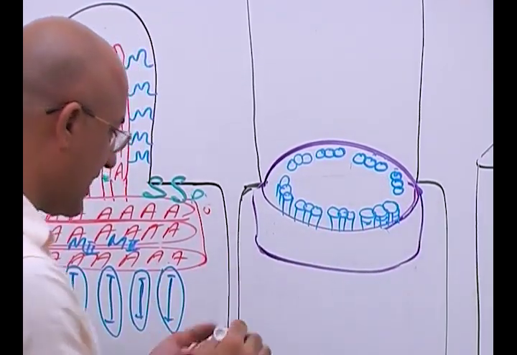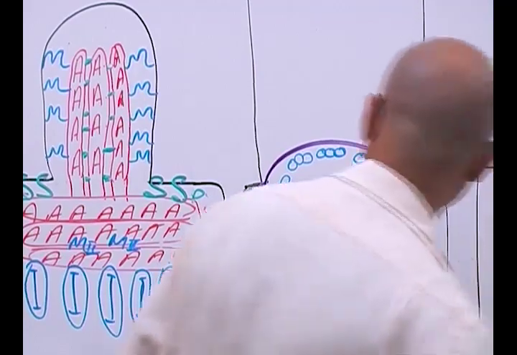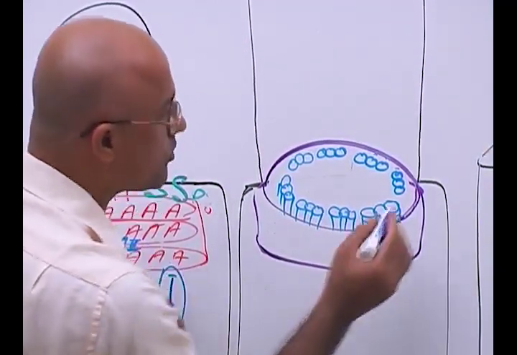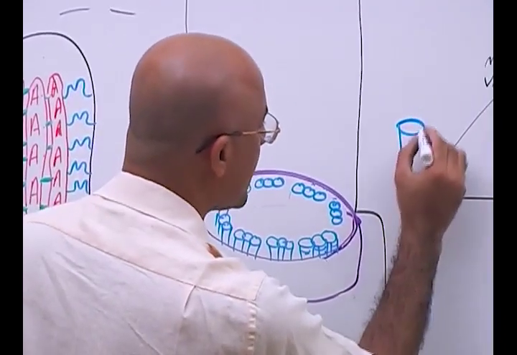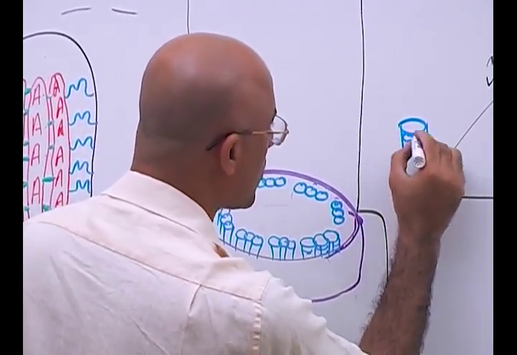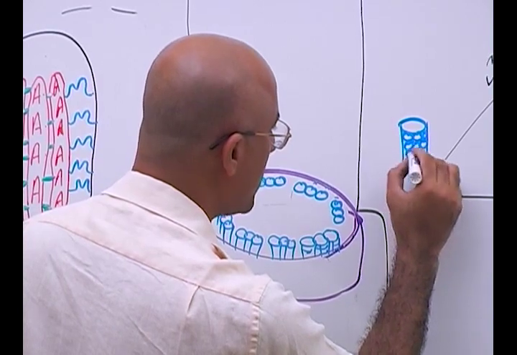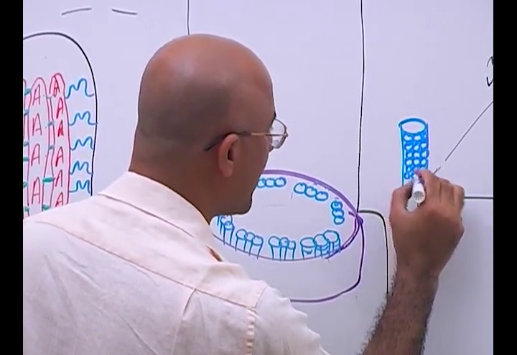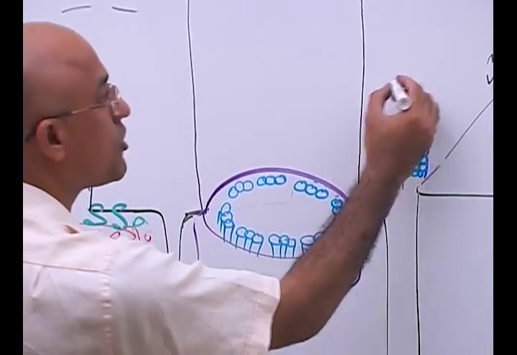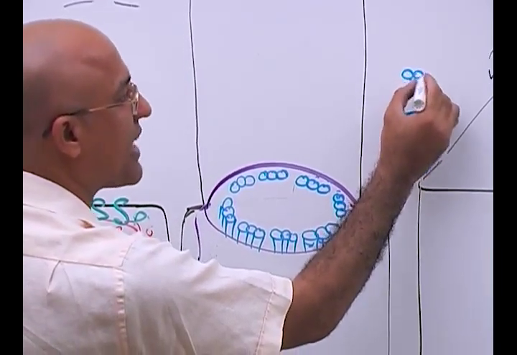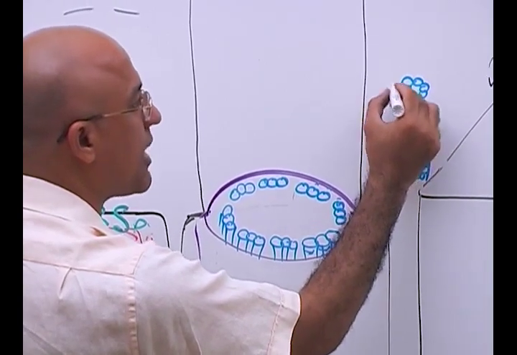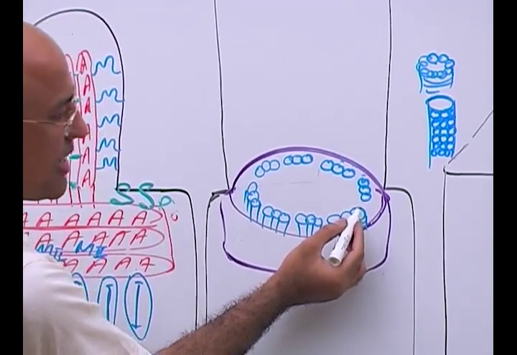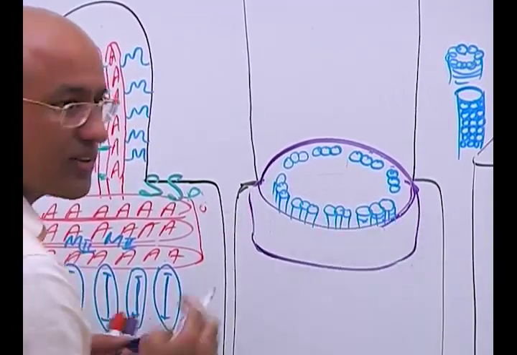Now there are basically 9 triplets, and what are these? These are a special type of tubes, and these tubes are called microtubules, which are made of a special protein called tubulin. So tubulin molecules aggregate together and make special tubular structures, and these tubular structures make triplets. Is that right?